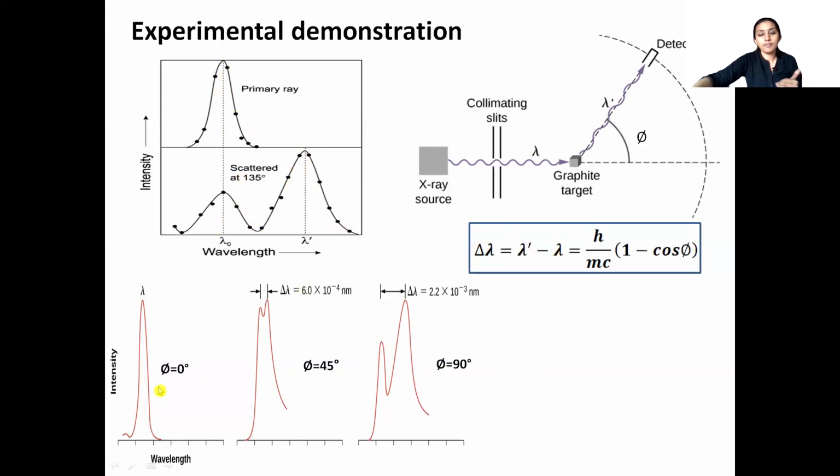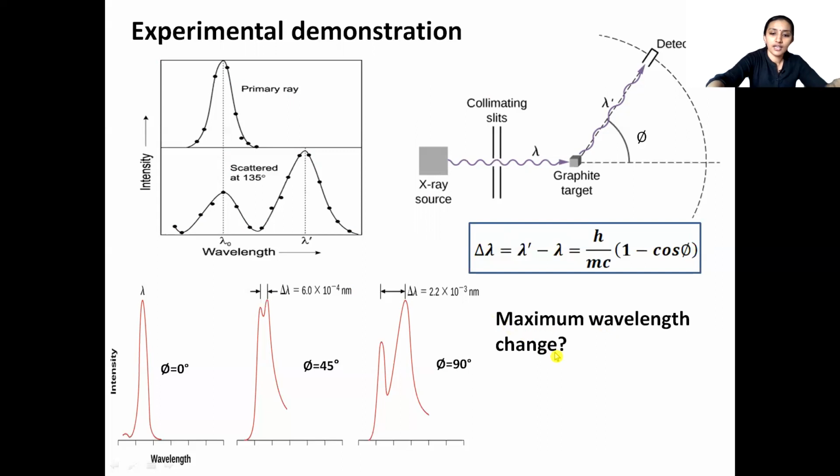Now, the measurements could be done for different scattering angles, and depending on the scattering angle, the Compton shift would vary, and it is found that greater the scattering angle, greater the Compton shift. Now, it's also possible to measure the maximum change in wavelength. Okay, so for which angle can we expect the maximum wavelength change? Of course, it is for the angle when phi is equal to 180 degree.